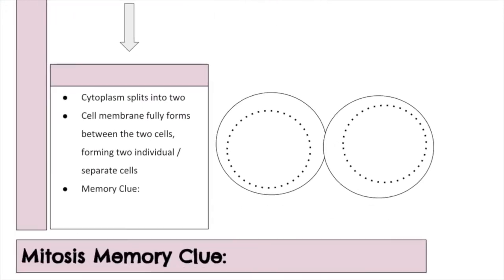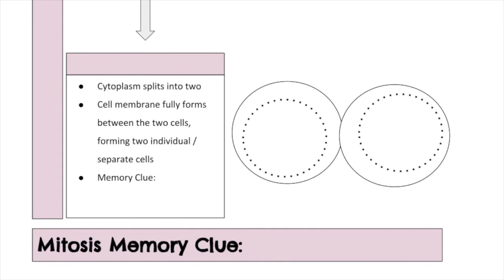So the process of cytokinesis is the last major phase, and cytokinesis is where we officially divide the cells. It's the cell cutting phase. The prefix cyto means cell. So for example, you learned about the cytoplasm, that is the fluid in the cell. Cytokinesis literally translates to cell cutting. This is where the cytoplasm splits into two, and the cell membrane fully forms between the two cells, forming two individual or separate cells. Again, the memory clue, we've got cyto equals cell, kinesis equals cut.